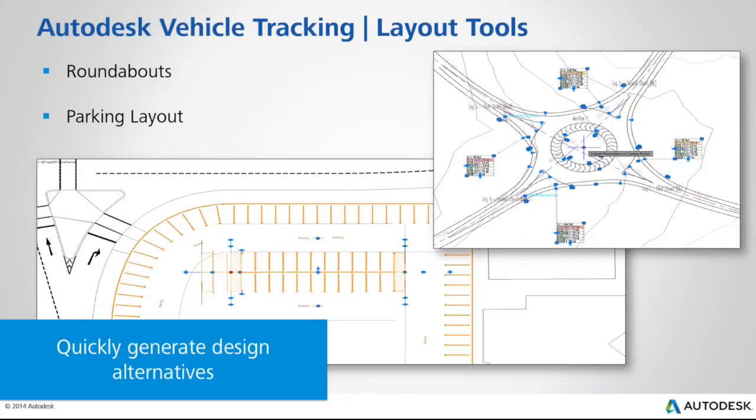Moving into the layout tools, Autodesk Vehicle Tracking contains features to optimize road and intersection geometry with regards to both roundabouts and parking layout tools. We have some editing options on these as well. These create dynamic, single geometrically constrained objects. As we move them around using a series of grips, they will realign themselves according to specific design standards. We can also define our own standards or check against the standards that ship with the product.